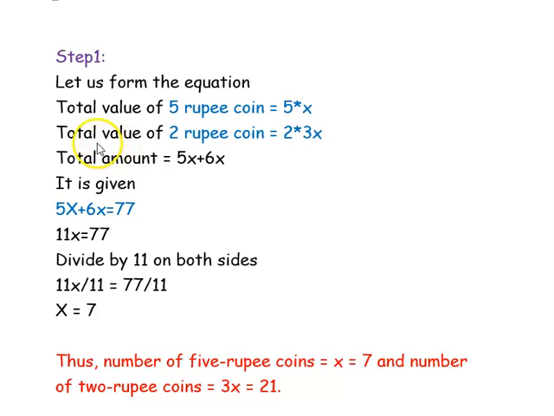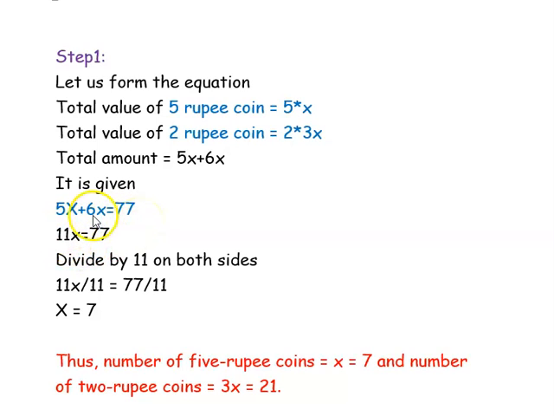And similarly for 2 rupee coins, the total value of 2 rupee coins is 2 times 3x, because we have taken the number of 2 rupee coins as 3x. So it is 2 times 3x, that is 6x. So the total amount he has is 5x plus 6x, and it is given that the total amount is rupees 77. So we form the equation 5x plus 6x is equal to 77 rupees.